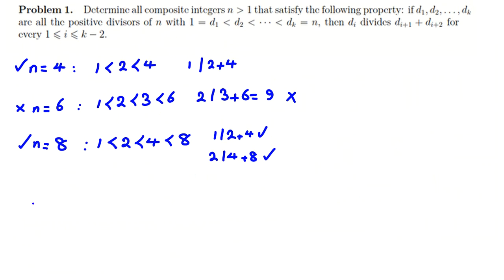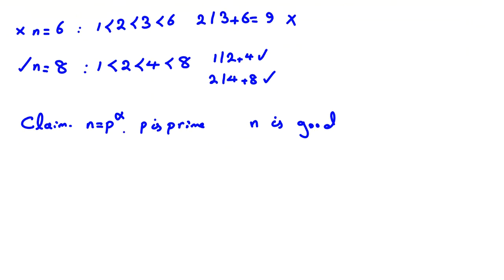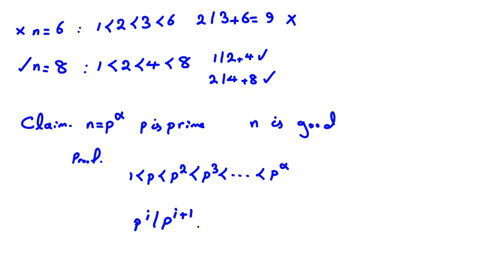Okay, so let's check powers of primes. If it was not correct, we would check powers of 2. So our claim first is: n equals p to the alpha, where p is a prime. If n is this, then n is good. Is it correct or not? How did we understand this? By considering a small example. So let's prove it. The divisors are 1, p, p squared, p cubed, up to p to the alpha. And we should prove that p to the i divides p to the i+1 plus p to the i+2.